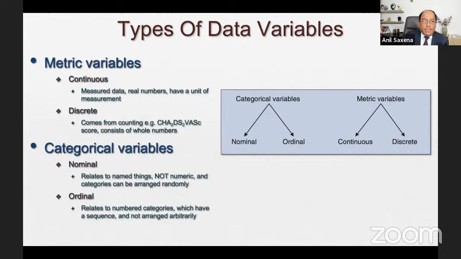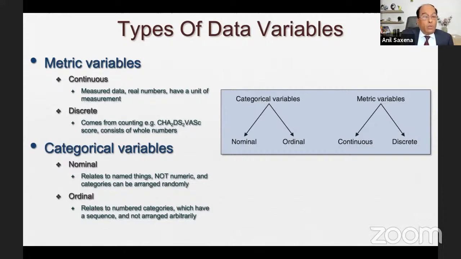It can be measured in decimals also, like blood cholesterol or any such thing which can be measured in a totally continuous manner, including decimal points, is called a continuous variable. And then we have discrete variables, where you have to measure, but it's not continuous, meaning it just consists of whole numbers. So for example, you have a CHADS-VASc score or parity. They can be measured only in terms of whole numbers. There are no percentage points there. So these are called discrete variables.